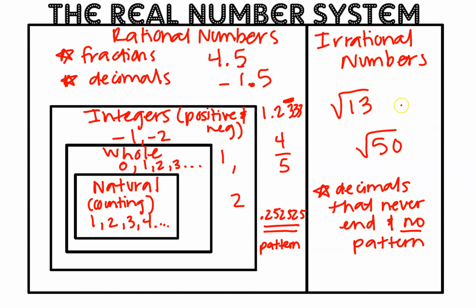Now, another important number that is irrational is pi. So pi is not only 3.14, pi keeps on going and going and going forever, and it does not have a pattern. All right. So one important thing that you need to know about this is that you need to remember where the names are located.